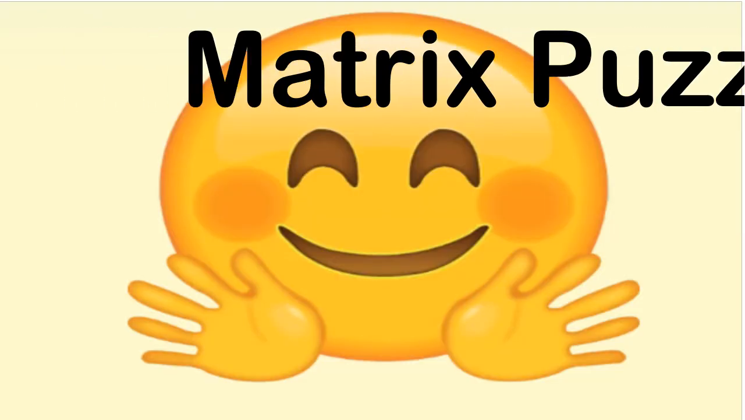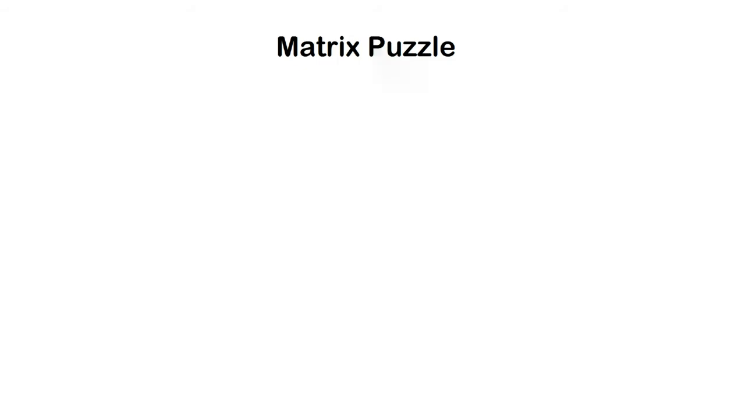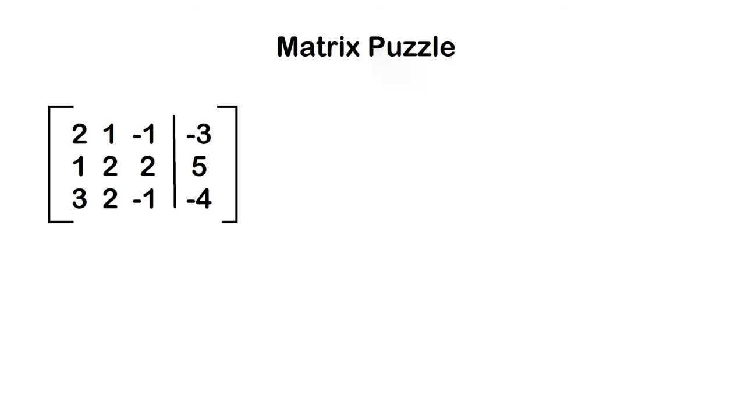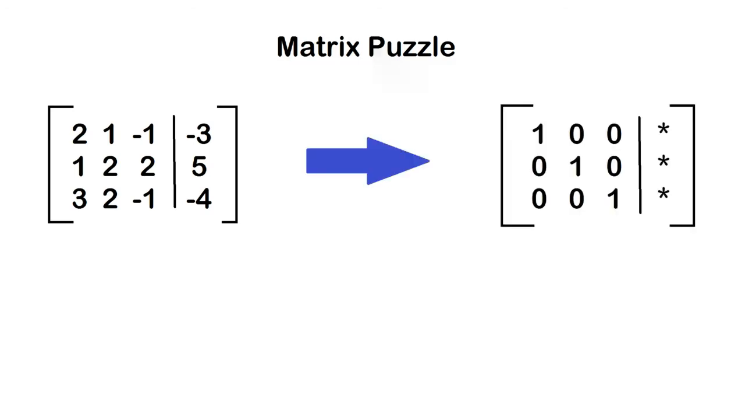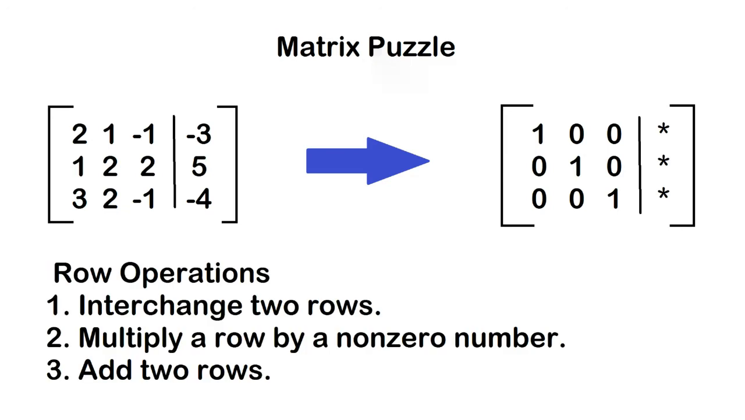Matrix puzzle. The objective of this matrix puzzle is to transform this matrix into this form using the row operations. 1. Interchange two rows. 2. Multiply a row by a non-zero number. 3. Add two rows.